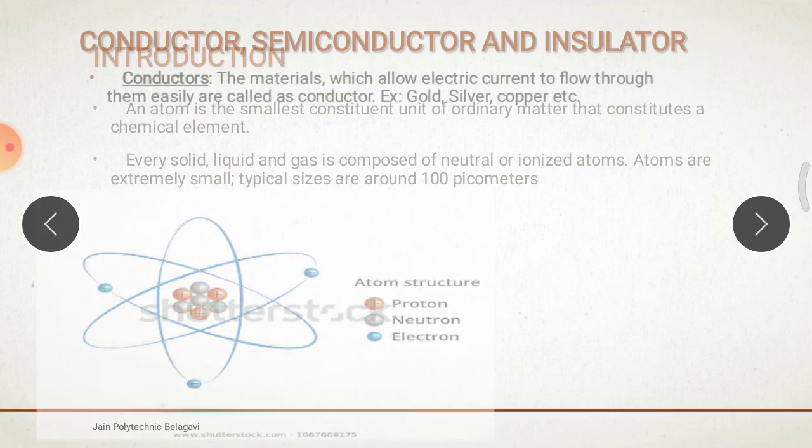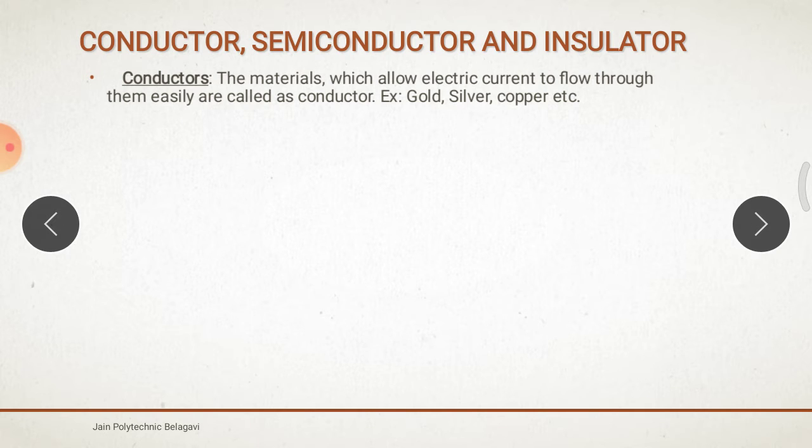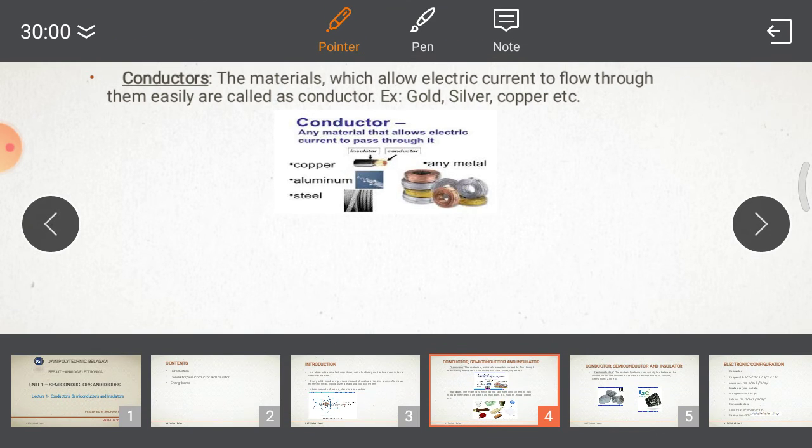Next we'll see what a conductor is. A conductor is a material which allows electric current to flow through it easily. For example, gold, silver, copper, aluminium, iron, etc. So many examples are there. Some examples are given in these images: copper, aluminium, steel. These are examples of conductors.